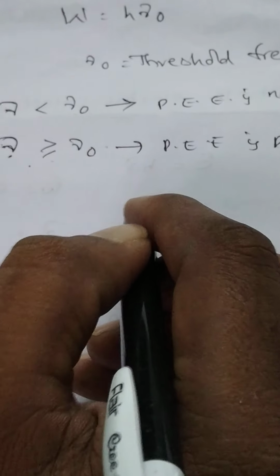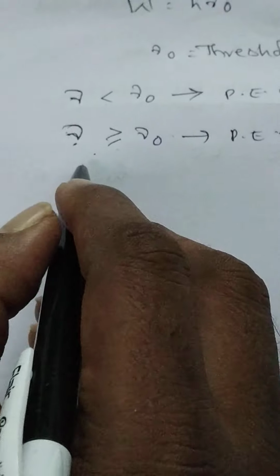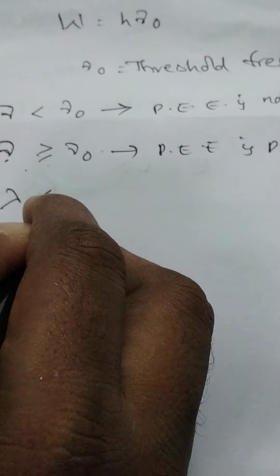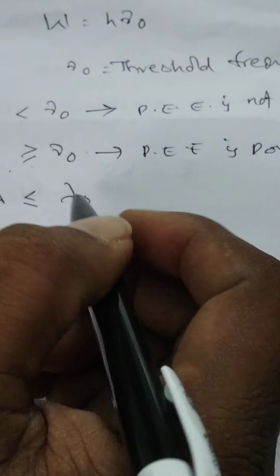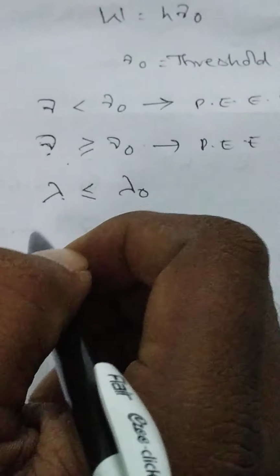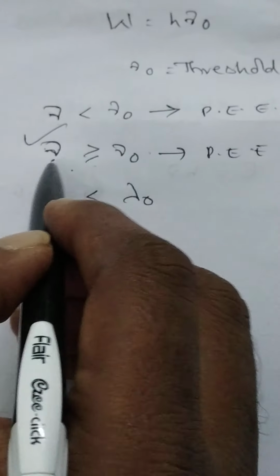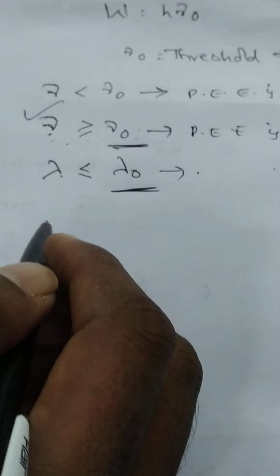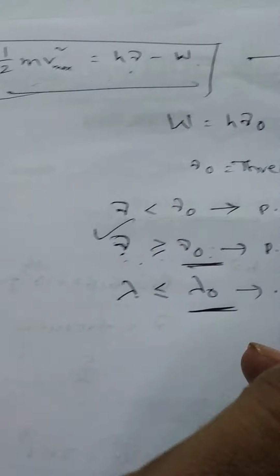Also, in terms of lambda, to cause the photoelectric emission, compulsorily lambda should be less than or equal to lambda naught, because lambda is inversely proportional to nu. Here nu is greater than or equal to nu naught, and lambda is less than or equal to lambda naught to cause the photoelectric emission. Lambda naught is the threshold wavelength, nu naught is the threshold frequency, and this equation is called the Einstein photoelectric equation.